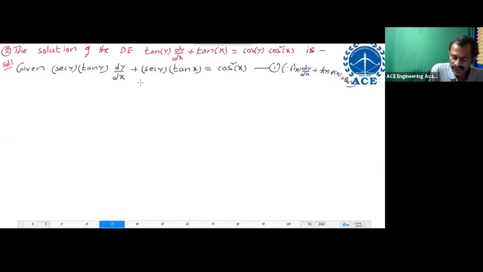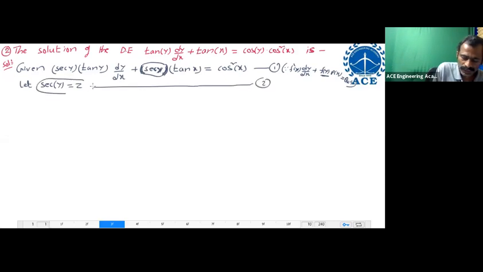Now to convert this nonlinear to linear, in place of this secant y we require some variable with the power 1. That is why we are replacing secant y with a variable of power 1. Let secant y equal to z. So it's equation 2. Again, we are introducing a new variable, so let us change the dy by dx.